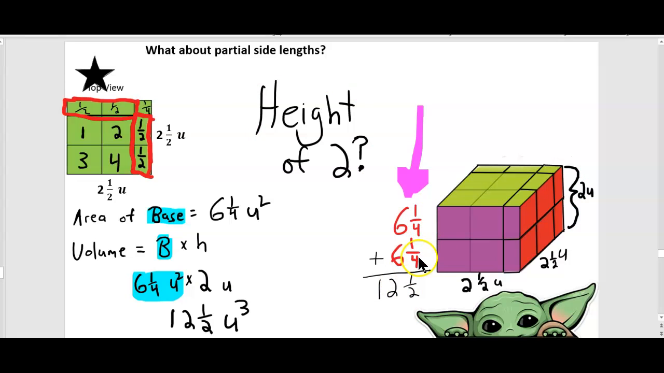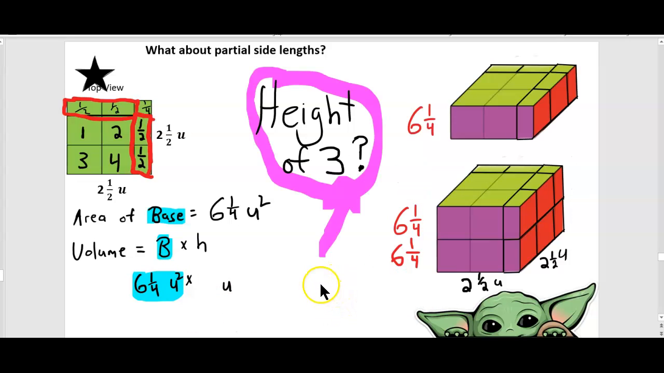A 4th plus a 4th is a half. It's actually 2/4, but 2/4 is equal to 1/2, right? Okay, so 12 1/2, add the 6 and the 6. Or you could just multiply 6 1/4 times 2 and get it the same way. Okay. Yay! Next, what about height 3?